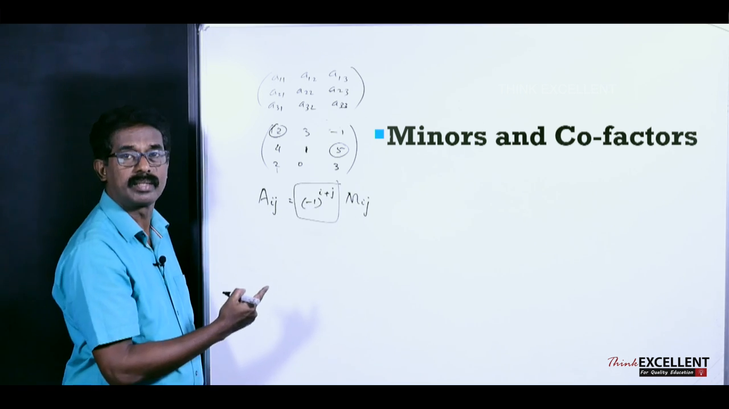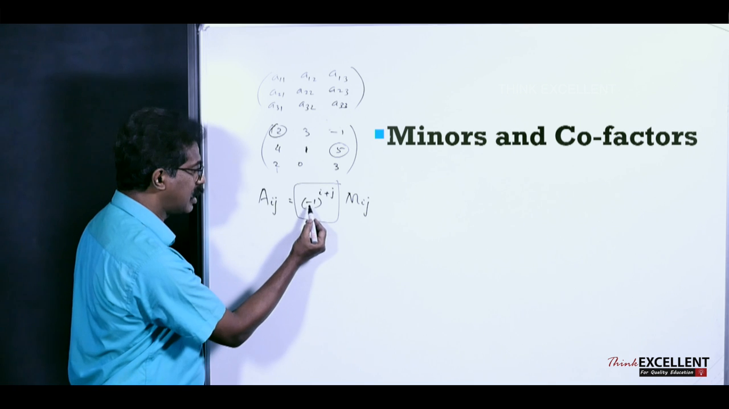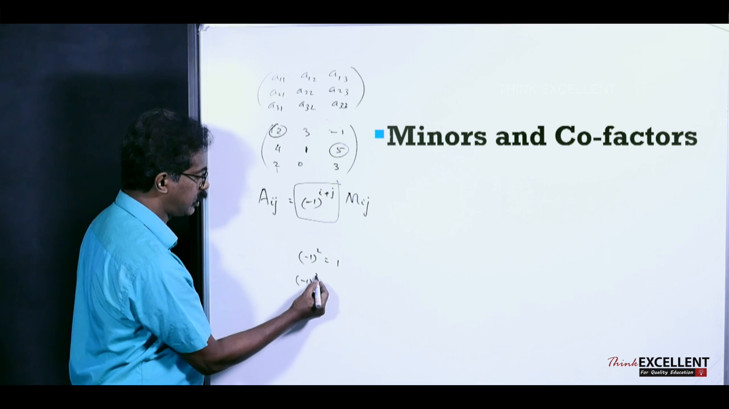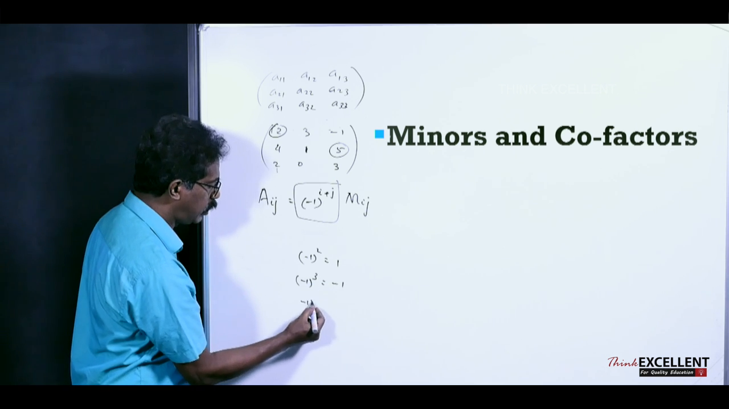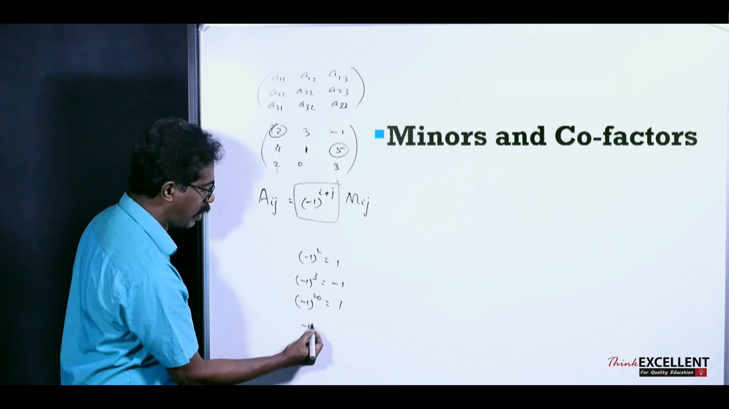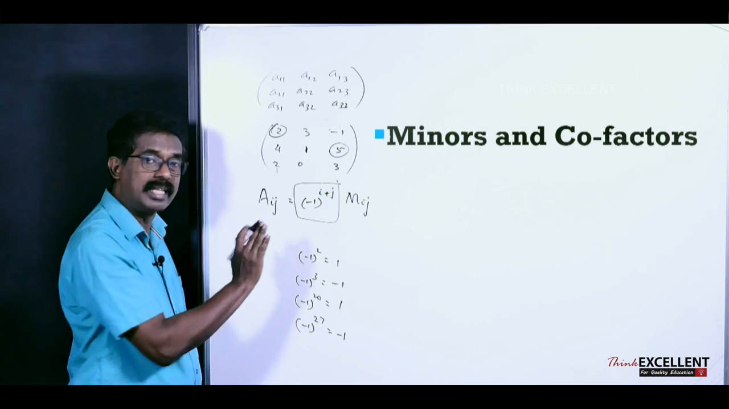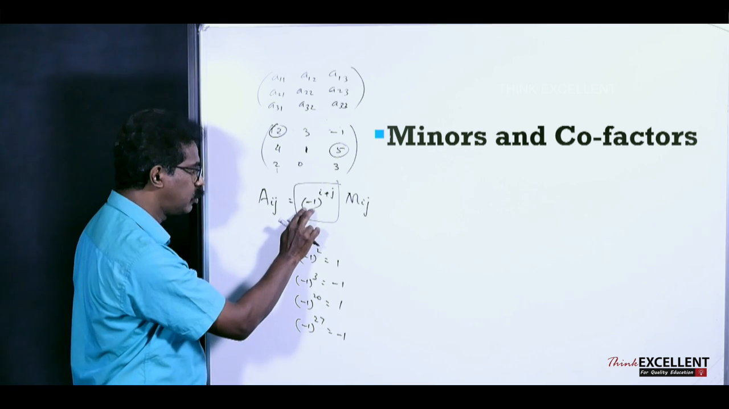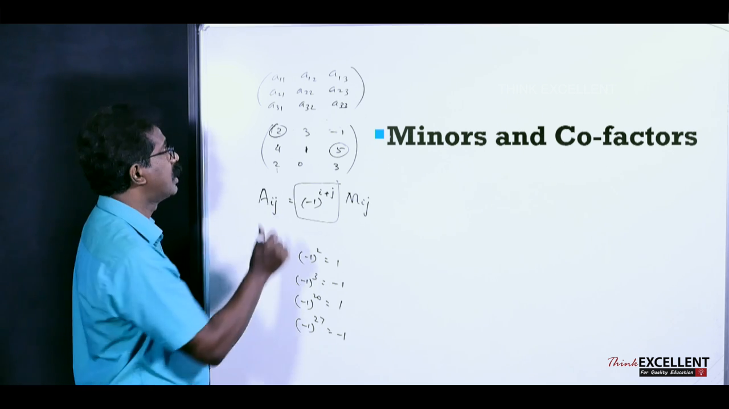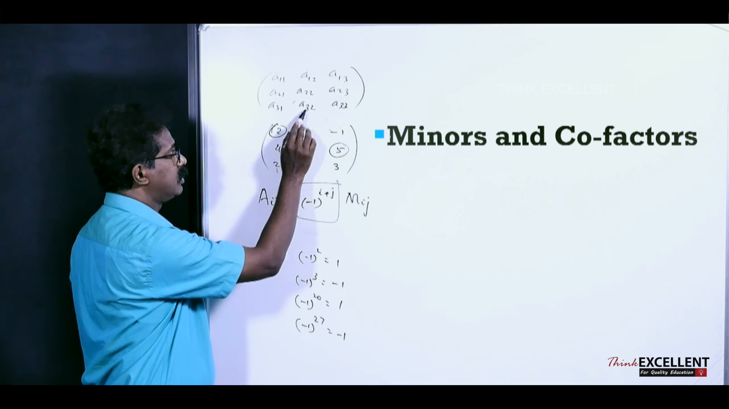Minus 1 raised to some number. It cannot be 4, 5 and so on; it is either plus 1 or minus 1. Minus 1 raised to 2 is plus 1. Minus 1 raised to 3 is minus 1. Minus 1 raised to 20: if the power is an even number, it is plus. If the power is, say, 27, an odd number, it is minus. So this gives only the sign. What is the power? i plus j, the suffixes you add. That's why the position is important. For this element, i is 3, j is 2, right?